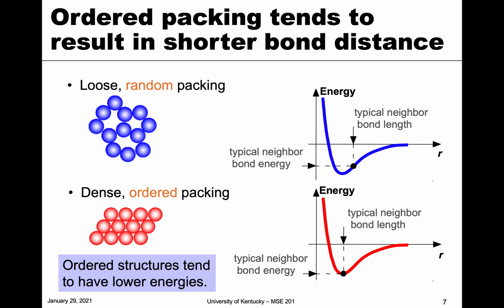And so ordered structures tend to have lower energies because, again, the bond is at the minimum energy value that we see. All right. So let's look at these and compare them to real materials now. If a material doesn't have that ordered structure, it is called non-crystalline, because a crystal is an ordered structure. You can also refer to it as amorphous. That's a very common term for this. And then the more common term that you've probably heard before is a glass or glasses.